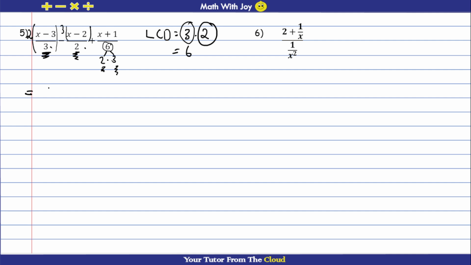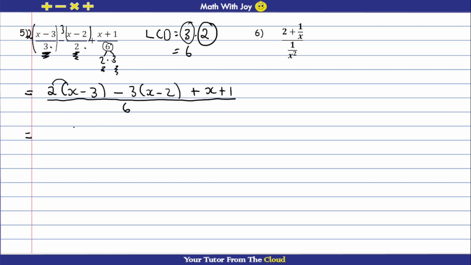So then we get 2 bracket x minus 3, minus 3 bracket x minus 2, plus x plus 1. I'm writing all the numerators now. Now I put all the numerators underneath one denominator, which is 6, the LCD. Now simplify the top part. I'll multiply in the 2. Multiplying the 2 in, I'm going to get 2x minus 6. And I'm going to get minus 3x plus 6. Then I'm going to get plus x plus 1.